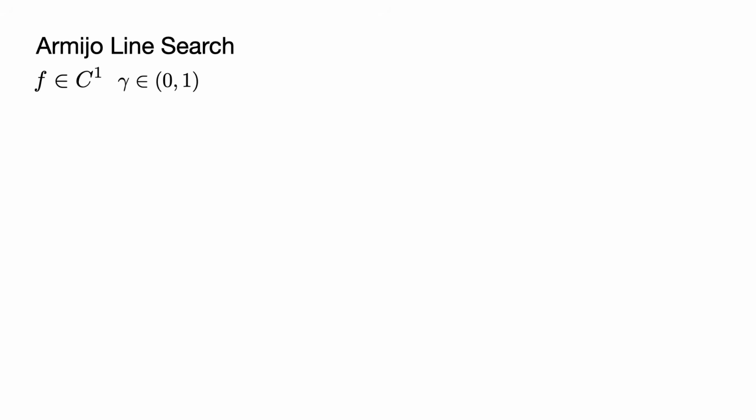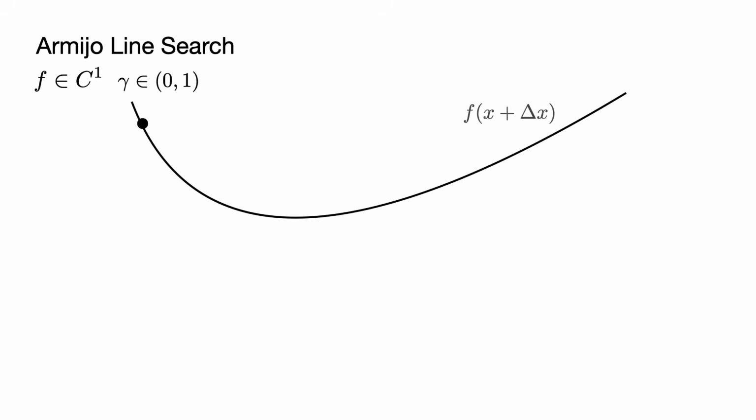There's another line search that's very popular called the Armijo line search, and it's for functions that are continuously differentiable. It accepts a parameter gamma between 0 and 1. Let's see how it works. So this is our function. This is the point where we're currently at. We're going to think of this function now as a function of delta x. What value of alpha will give us the appropriate delta x to continue the minimization?